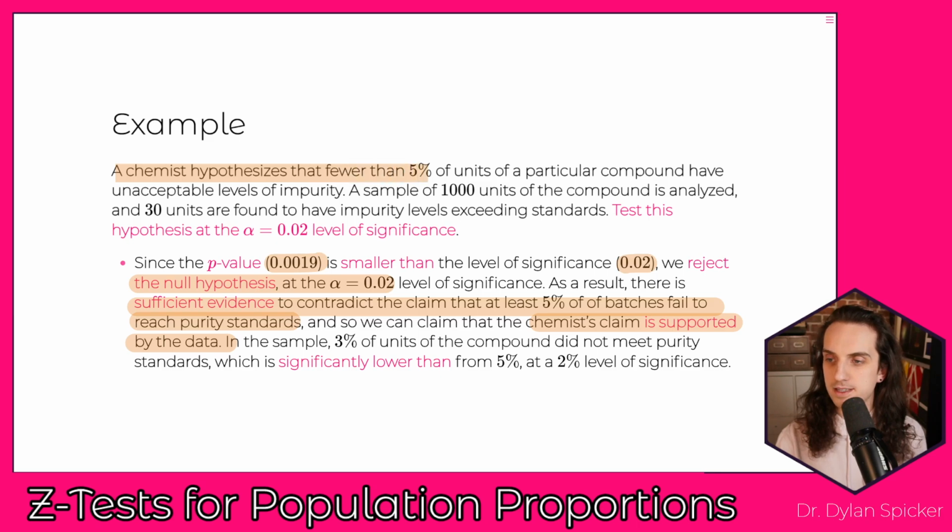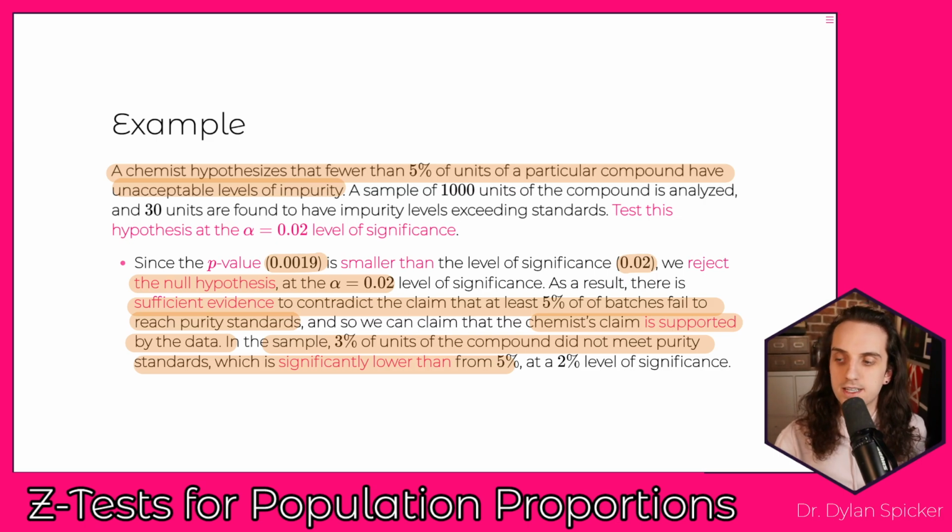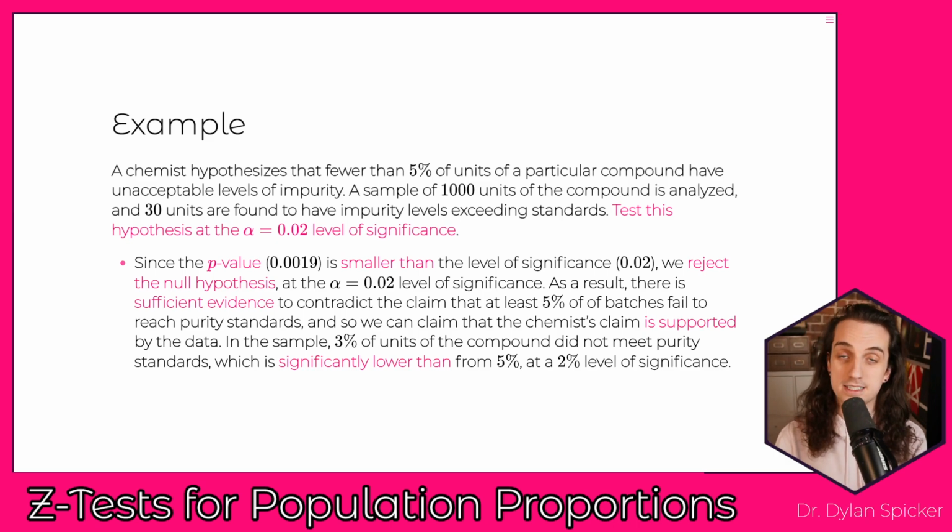Right, the chemist is hypothesizing that fewer than 5% of the particular compound have unacceptable levels of impurity, and that is supported. In the sample, 3% of units of the compound did not meet purity standards, which is significantly lower than 5% at the 2% level of significance. Okay, so in this case, the chemist is actually correct in their hypothesis.